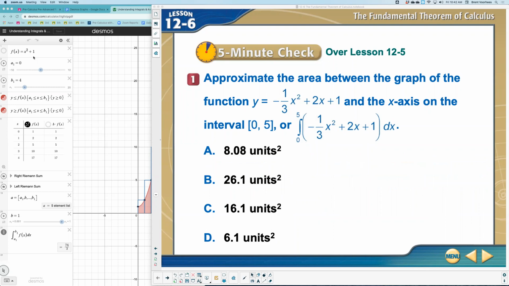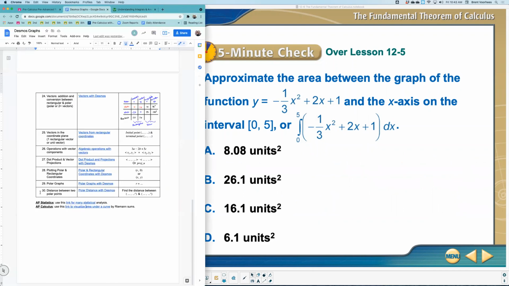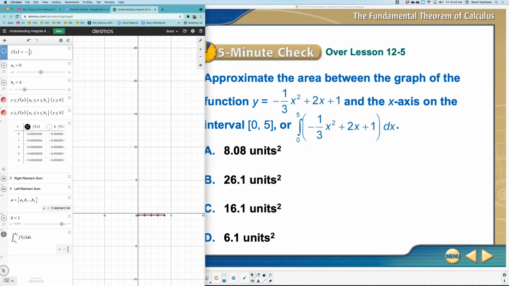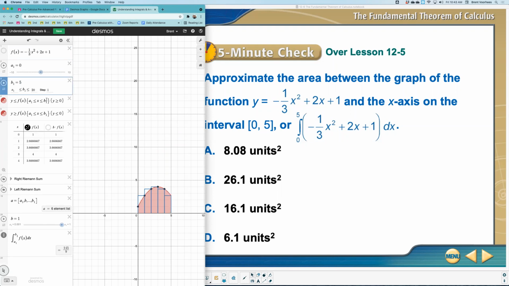And so I kind of built a calculator for us last class, and you can find this if you just go to your calculator list at the very bottom. You'll see that link. And to show you how it works, what we're going to do is type this equation in as f of x. So I'm going to have negative 1/3 x squared plus 2x plus 1. And we want to estimate the curve, or the area between 0 and 5. So right here on the A and the B, I want to put that to 0 to 5.